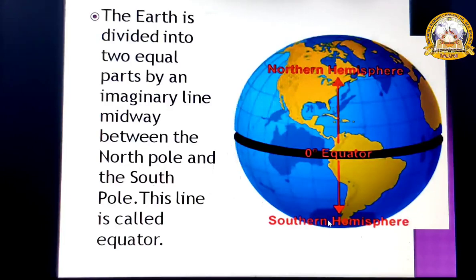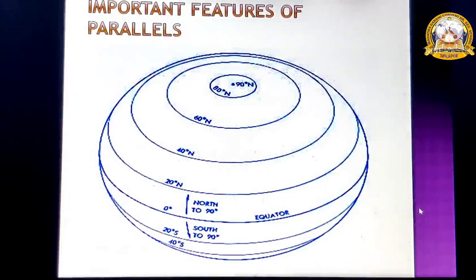So our earth is divided into two equal parts by the imaginary line running between the North Pole and South Pole. This is known as the equator. The equator is the longest parallel. Now, what are the important features of parallels?